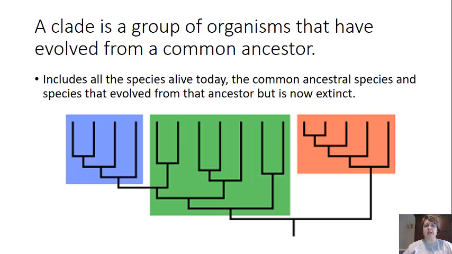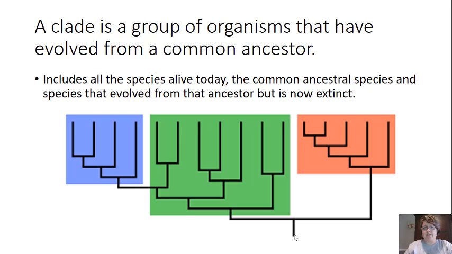So the first thing that we need to know is that a clade is a group of organisms that have evolved from a common ancestor. A clade includes all the species that are alive today, as well as the common ancestral species and any species that evolved from that ancestor but are now extinct. Looking at the entire grouping here, this would be the common ancestor, so they would all be one clade.